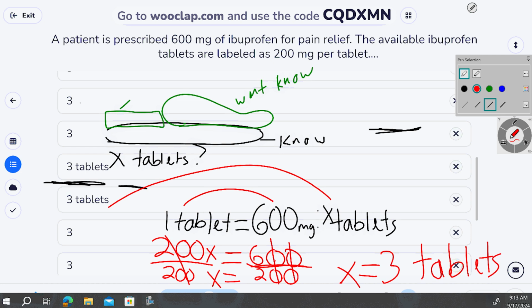Like if I said, hey, give that patient 3. 3 what? 3 slabs? What do you mean? What am I giving him? You have to be specific, right? So 3 tablets is the correct unit of measurement, the right thing.